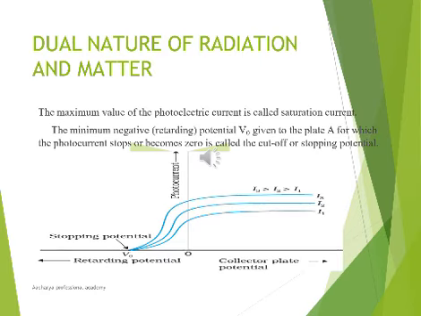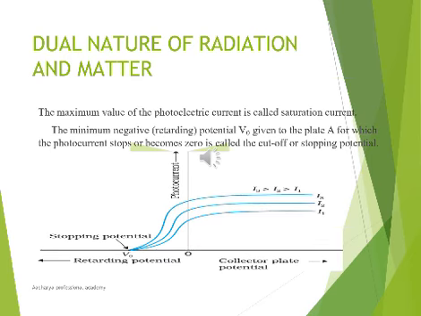When we apply a negative potential to the collector plate, this is possible using the commutator. While studying the experiment of the photoelectric effect, we have used a commutator that is used to reverse the polarity of this potential. When we apply a negative potential to the collector plate, it opposes the electrons.